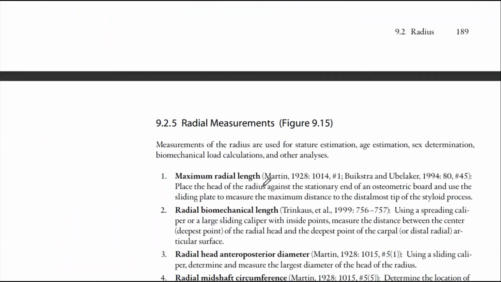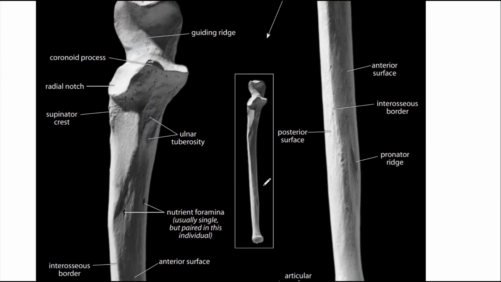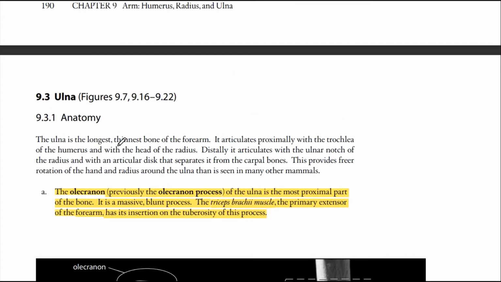Okay. Now coming on to the ulnar bone. See, now the ulna is identified as the longest and the thinnest bone of your forearm. Between your radius and your ulna, the ulna is the strongest and the longest bone, but of the three bones of your arm, the humerus is the longest and the strongest bone.